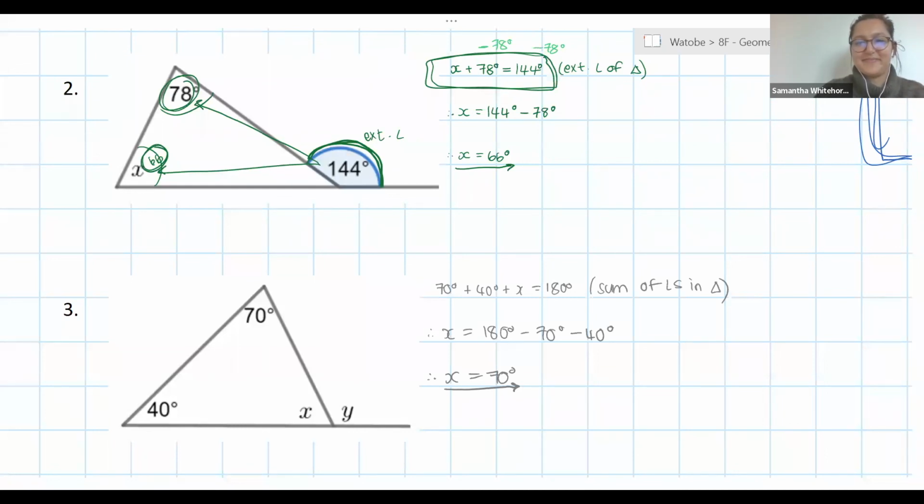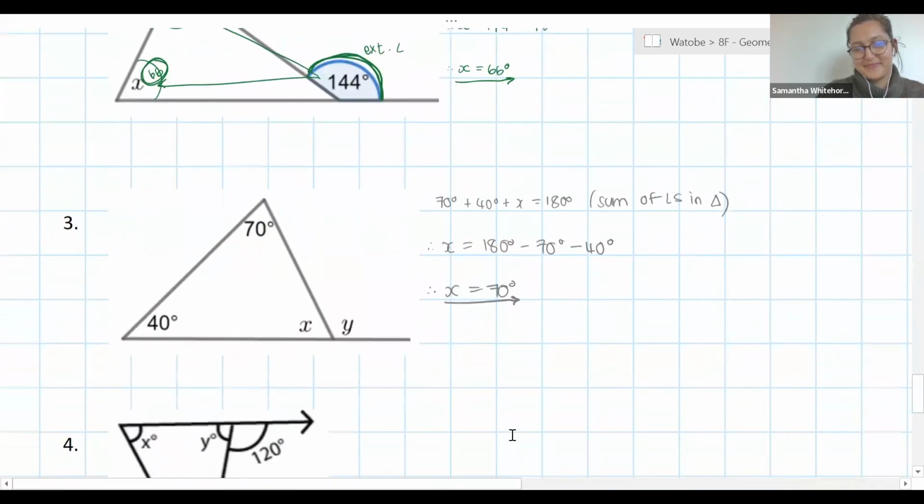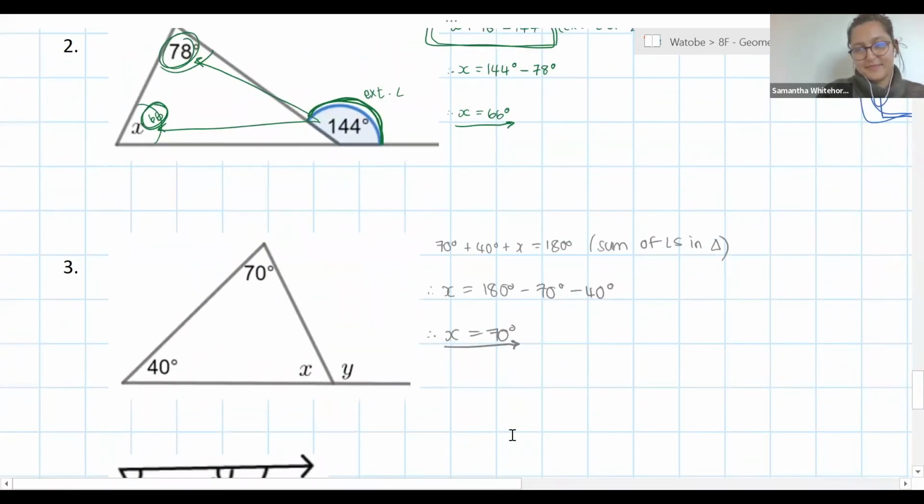Can you tell us what Y is? Yes, ma'am. Ma'am, at Y, I say 70 plus 40. So Y is equal to 70 plus 40. Awesome. And what's your reason? Exterior angles, ma'am. Good, well done. Exterior angle. And so what is Y equal to? Y equals 110. Perfect, well done, Ruben.